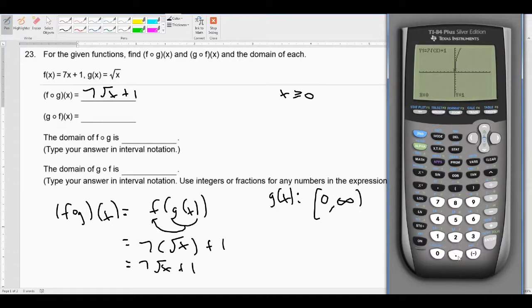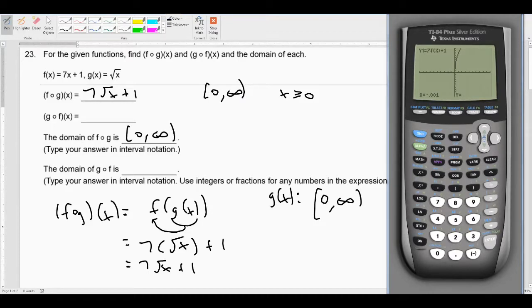And if you do like negative 0.0001, we don't get an answer. It's kind of a quick way to check it. So what that means is the domain of this function is also 0 to infinity. So the domain of f of g is what these two functions have in common. Since they're the exact same thing, it's pretty obvious that they have each other in common, 0 to infinity.